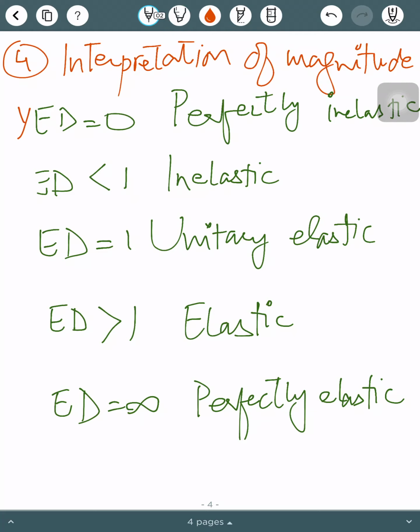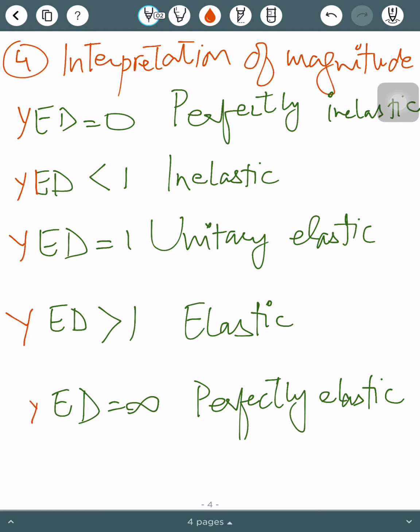YED equal to 0 is perfectly inelastic. YED less than 1 is inelastic. YED equal to 1 is unitary elastic. YED greater than 1 is elastic. And YED equal to infinity is perfectly elastic. And just a reminder that we are looking at the magnitude only, we are not looking at the sign here. So when we say less than 1, it is between 0 and 1. We are ignoring the sign here.